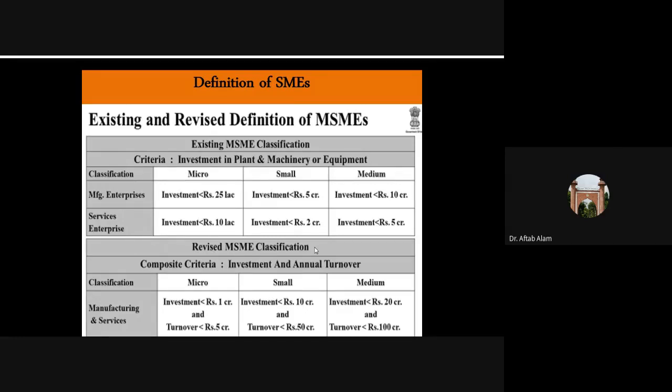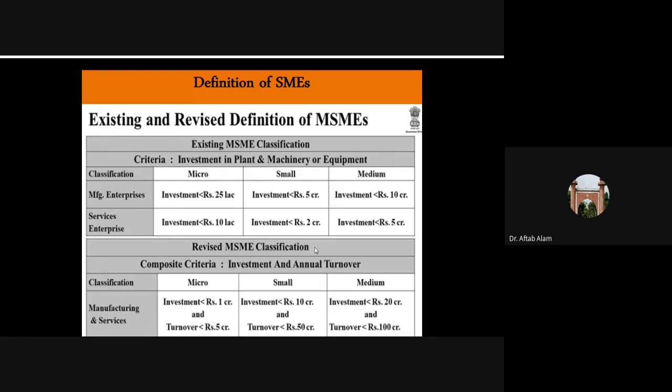Whereas for medium enterprises, the investment will be 20. They are discussing, some discussion is going on that it may be up to 50 crore. For medium enterprises, 20 and 50, nothing has been finalized yet, it will be finalized. Okay, it may be 20 or 50 crore for medium enterprises. Whereas turnover they are keeping at 100 crore. If it is up to 100 crore, it will be a medium enterprise. Beyond 100 crore, it will be large enterprises.